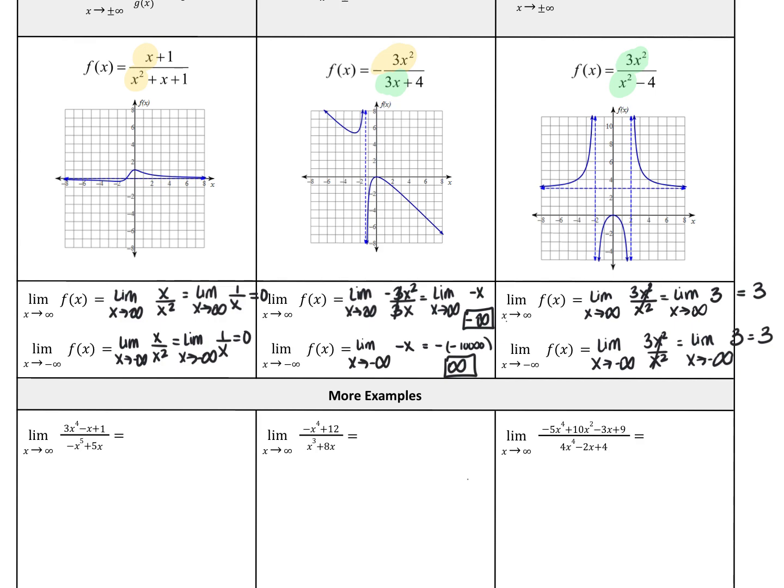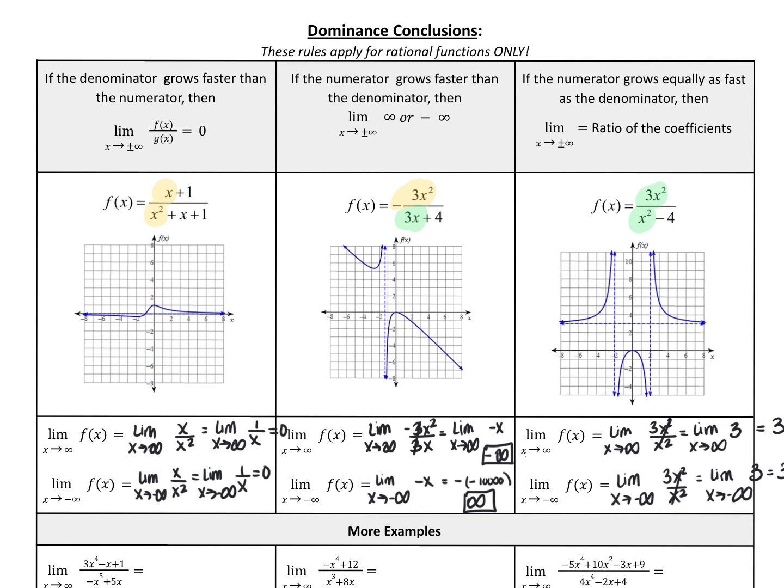So these are our 3 rules. If the denominator is growing faster than the numerator, you can just look at this and say, okay, the limit is going to be 0. Here you have the numerator growing faster than the denominator. So here my limit is going to be plus or minus infinity. You have to do some work to figure out which one. And here, if the powers are the same, it's simply the ratio of the coefficients. And we got 3. Ratio meaning divide or fraction. So fraction of the coefficients. So 3 divided by 1 is 3. That is your ratio of your coefficients.